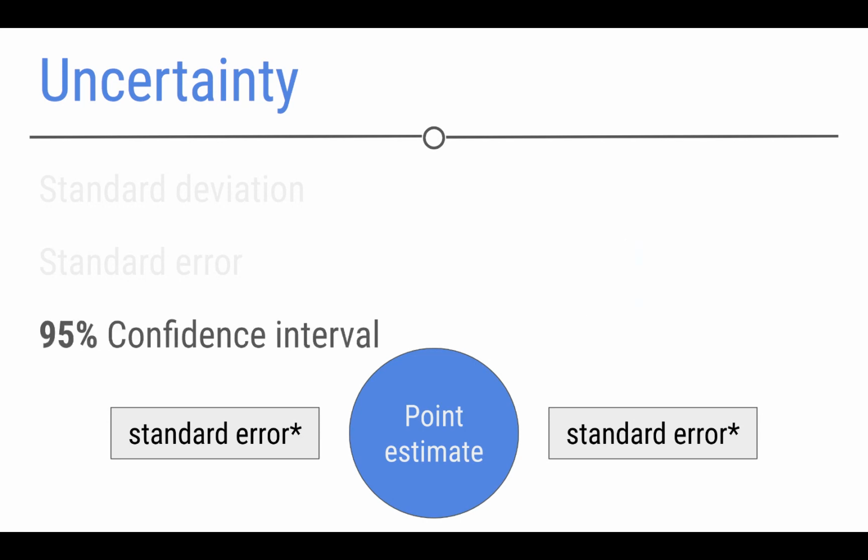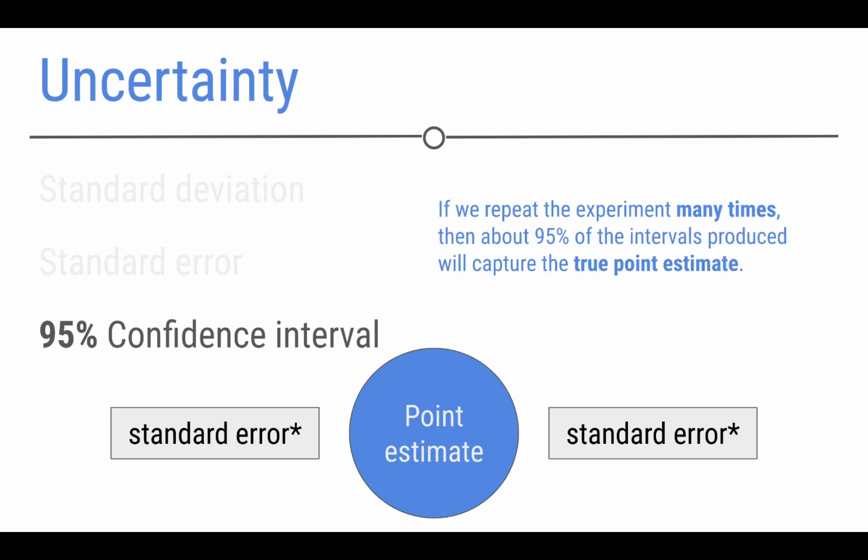Often in the medical literature, you're going to see 95% confidence intervals reported. A 95% confidence interval basically means that if we repeated the experiment many times, about 95% of the intervals produced will capture the true point estimate. I'm going to say that one more time because the concept of 95% confidence intervals is pretty tricky and a lot of times misinterpreted. A 95% confidence interval means if we repeated the study many, many times, then about 95% of the intervals produced, if we used the same procedure to produce those intervals, will capture the true point estimate.